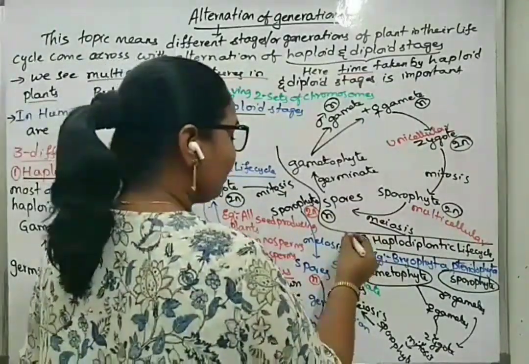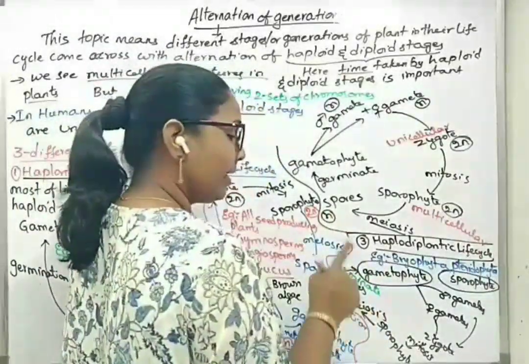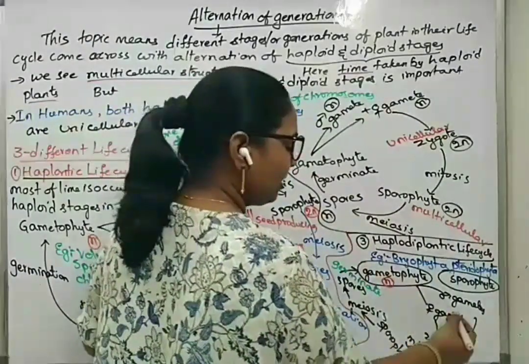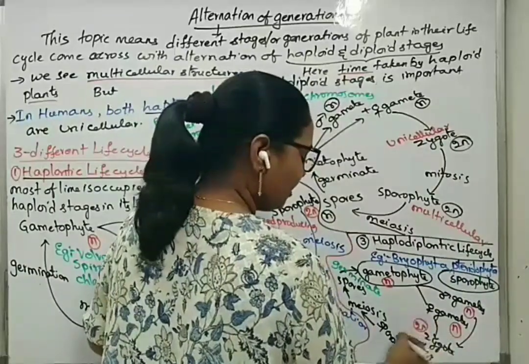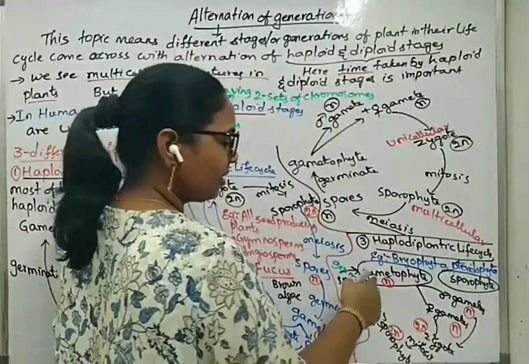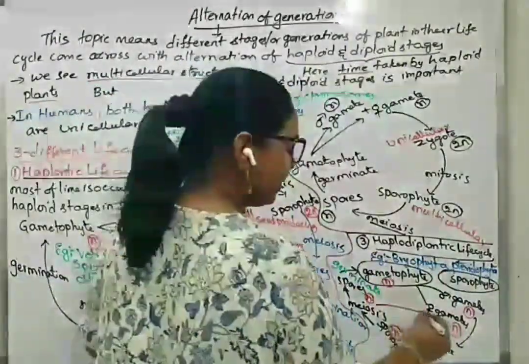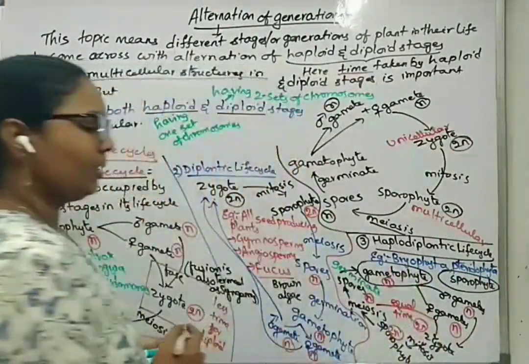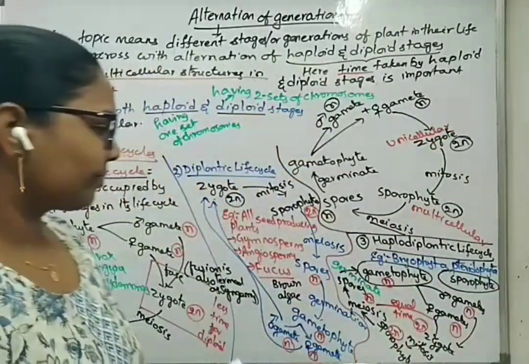But in case of the haplodiplontic type of life cycle, the time taken by haploid stages and diploid stages is equal. So we'll write diploid, haploid, haploid, again diploid. We are seeing spores, gametophyte, and gametes in haploid stages. There is equal time taken by both haploid stages and diploid stages in bryophyta and pteridophyta.